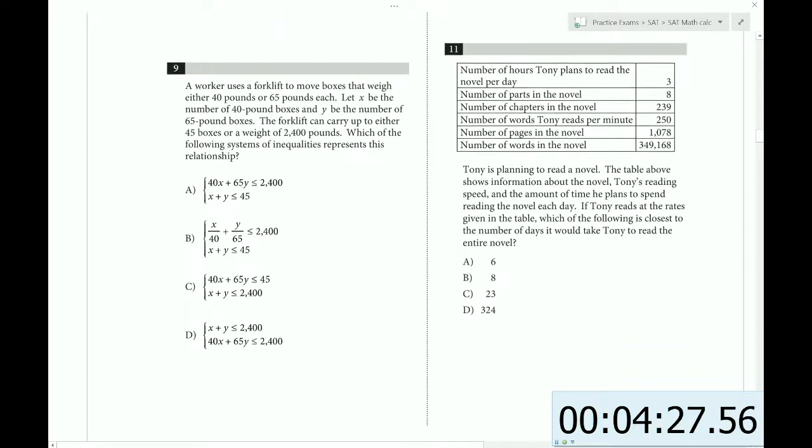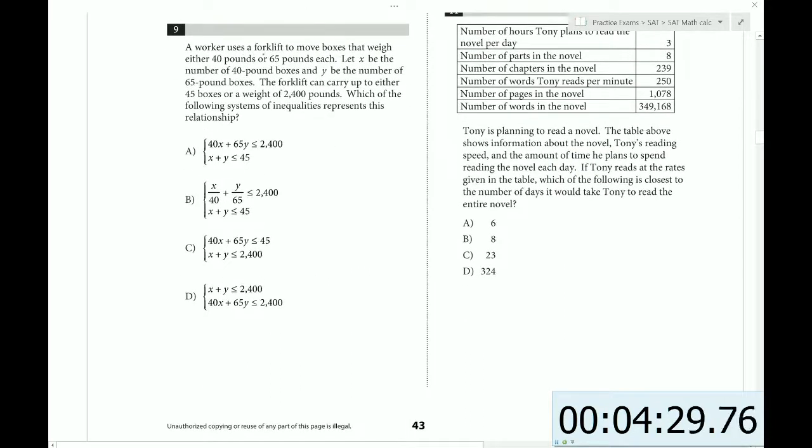Okay, add 200 to both sides. A worker uses a forklift to move boxes that weigh either 40 pounds or 65 pounds. X is the number of 40-pound boxes, so we have 40x is the number of pounds for that. And then 65y would be the number of pounds for the other box type. And the forklift can carry 45 boxes, so if I add the total number of boxes, it could equal 45, and this would equal 2400.